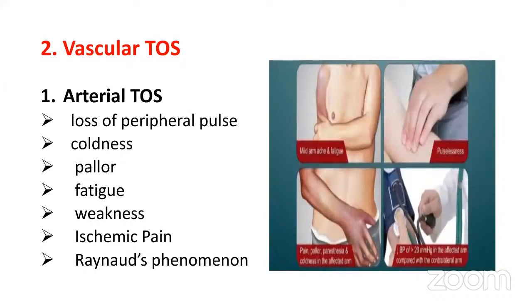Okay. Next, second is vascular TOS. In vascular TOS, there are two: arterial TOS and venous TOS. In arterial TOS, how will you diagnose? If the subclavian artery is compressed, then what happens? There is a loss of peripheral pulse, coldness, then pallor, fatigue, weakness, ischemic type of pain, and Raynaud's phenomenon due to lack of arterial blood supply.